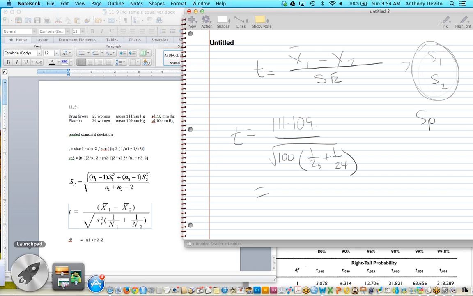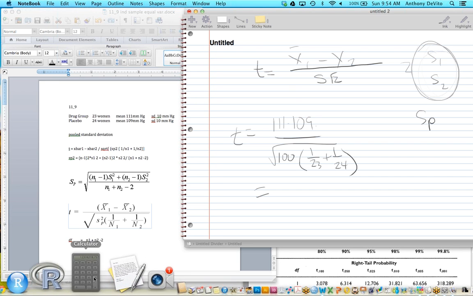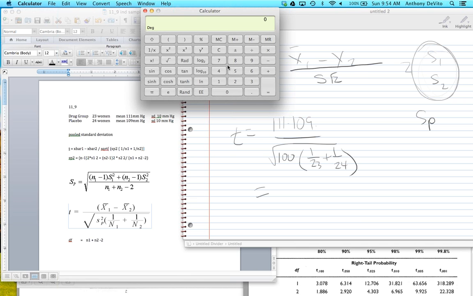I'm going to get my calculator out. Let me clear everything out here. Make sure I got nothing in my memory. 1 over 23 I'll start with. Is equal to that. I'm going to put that into memory. And clear. 1 over 24 is equal to this. I'll add the two of them together. And that's what I wind up with.